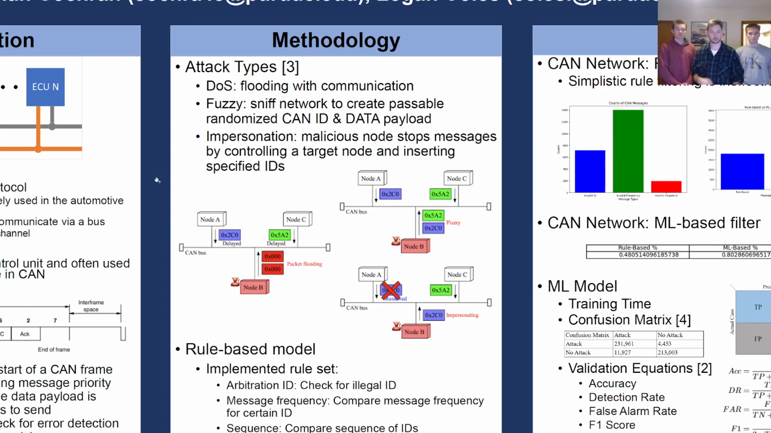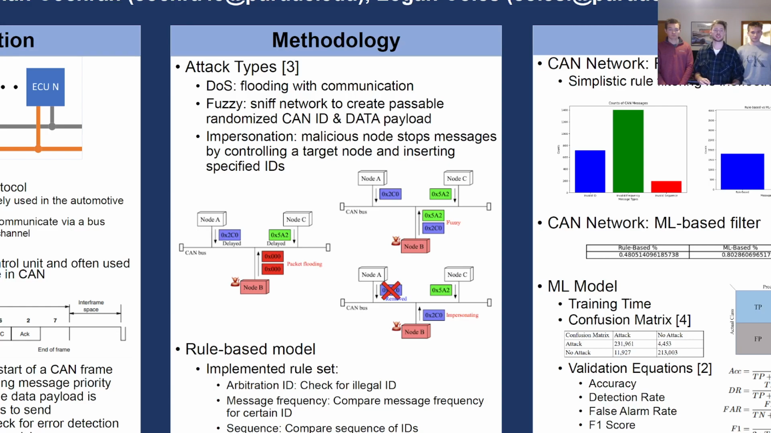The next type of attack is the fuzzy attack, where a malicious node will sniff the network and create a randomized CAN ID and data payload based on messages that are already in the network. So it can pretend to be a message and infiltrate the system that way.